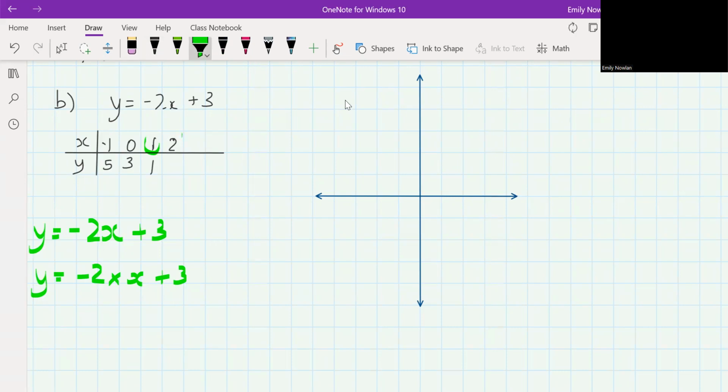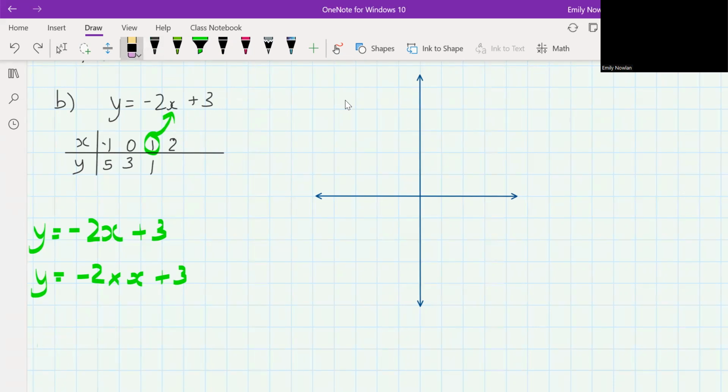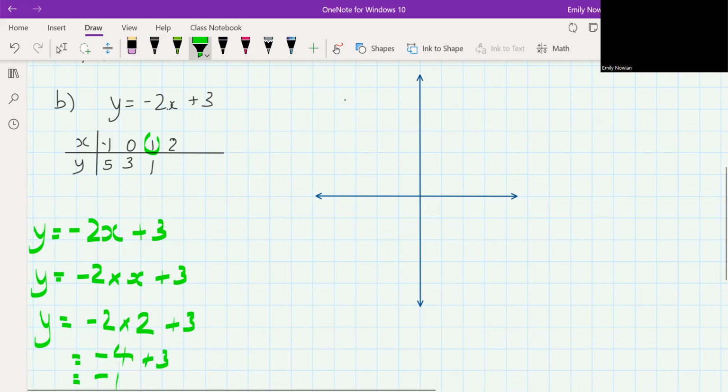So the last one we're going to do is when x equals 2. And put the x equals 2 into this equation. So remember, the equation is y equals -2x plus 3. So what happens here when x equals 2? X equals 2, we want to stick in here. When x equals 2, we get y is equal to -2 times 2 plus 3. -2 times 2 is -4 plus 3. And -4 plus 3 is -1. So when x equals 2, y is -1. We'll get rid of that.